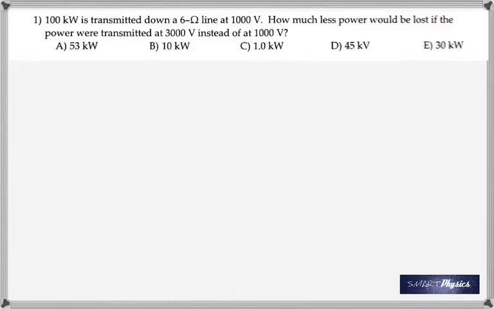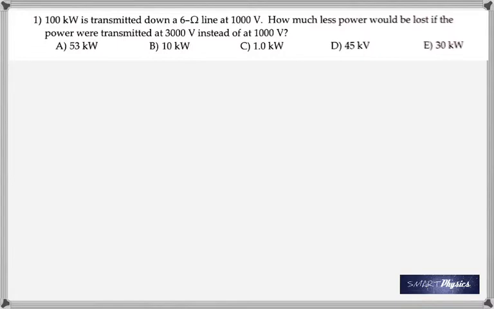Okay, here are the answers to the quiz on electromagnetic induction and alternating currents. 100 kilowatts is transmitted down a 6 ohm line at 1000 volt. How much less power would be lost if the power were transmitted at 3000 volt instead of at 1000 volt?